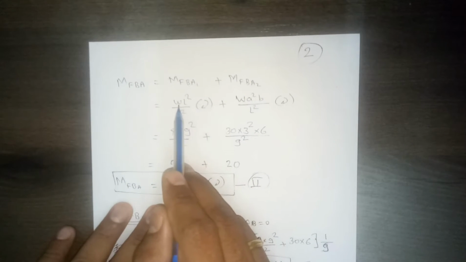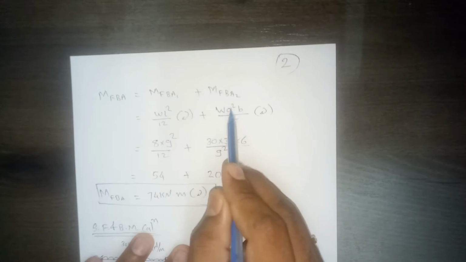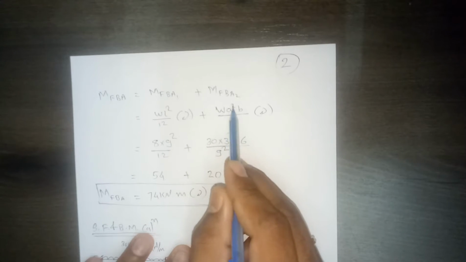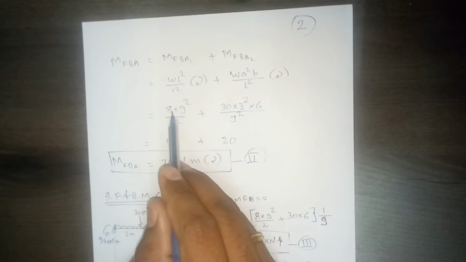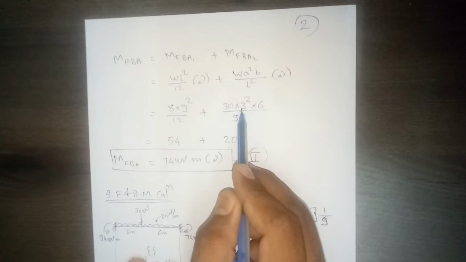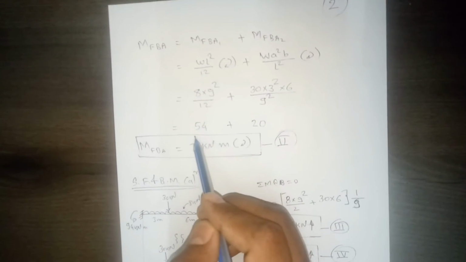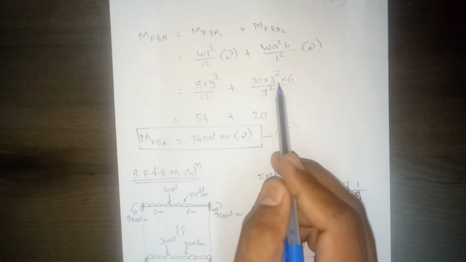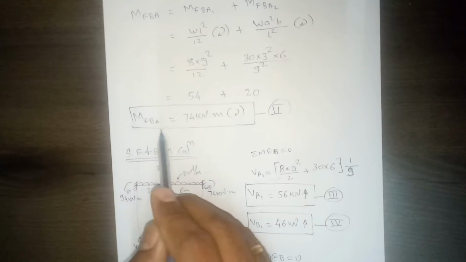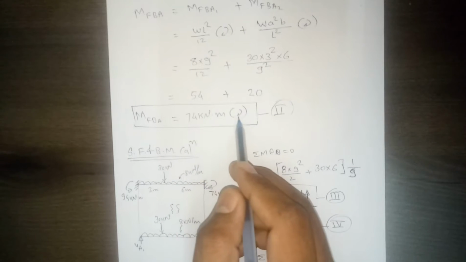So the fixed end moment will be WL square by 12, which is in clockwise direction, and due to point load it is WA square B by L square. Here it is square of A, whereas there it was square of B. So you just substitute the values of W, A and B. The remaining values stay the same, only instead of 6 square it is now 3 square, so this value gets changed. So the fixed end moment will be equal to 74 kilonewton meter in clockwise direction.